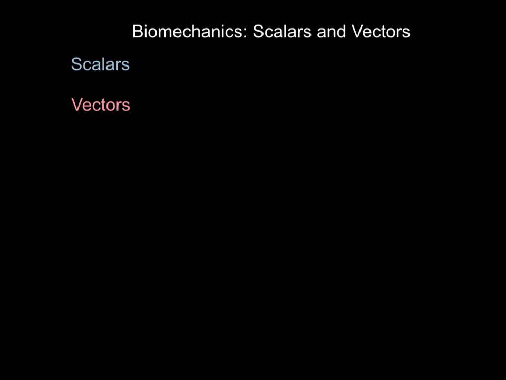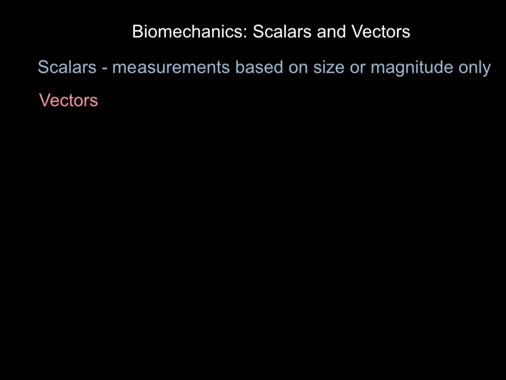Sometimes we're asked to just give a definition of each in the exam, so let's start with that. Scalars are measurements based on size or magnitude only. For example, if you see a car going past at 30 miles an hour, that is a scalar because you've just given its size or its magnitude, 30 miles an hour. Equally, if you weigh 86 kilograms, that is a scalar as well because you are just giving an indication of the size of something.